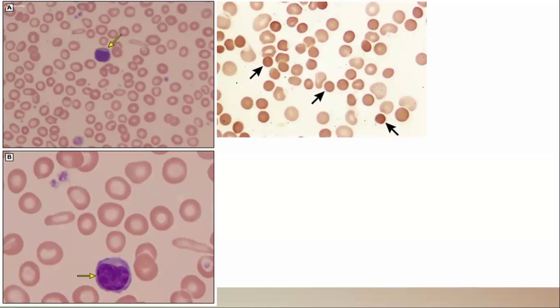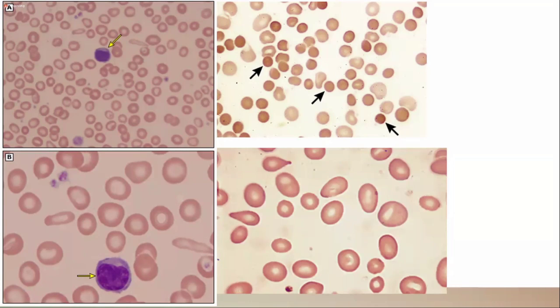Next, this peripheral blood smear shows very dense cells, small and very spherical in shape, with no central pallor. What is the most likely diagnosis for this? It is hereditary spherocytosis. It can also be found in hemolytic anemia. There is no central pallor, and the red blood cells are very dense.